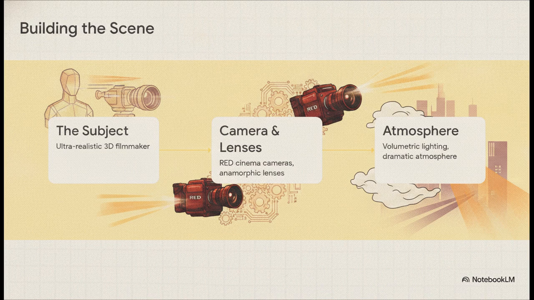Step 1 is the subject. Who or what are we looking at? Like an ultra-realistic 3D filmmaker. Step 2 is camera and lenses. How are we filming them? We tell it to use red cinema cameras, anamorphic lenses. Step 3 is lighting and atmosphere. What's the mood? We apply volumetric lighting, dramatic atmosphere. This logical layering ensures the AI processes every single parameter for maximum impact.